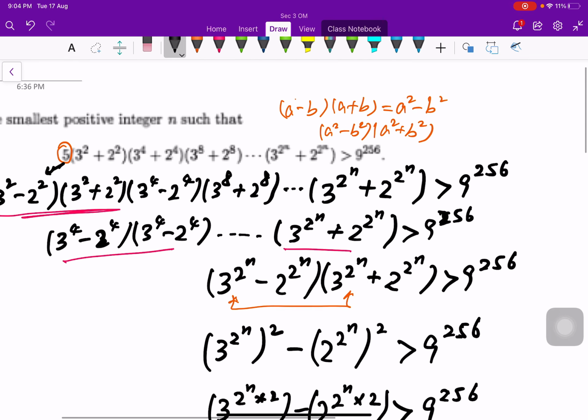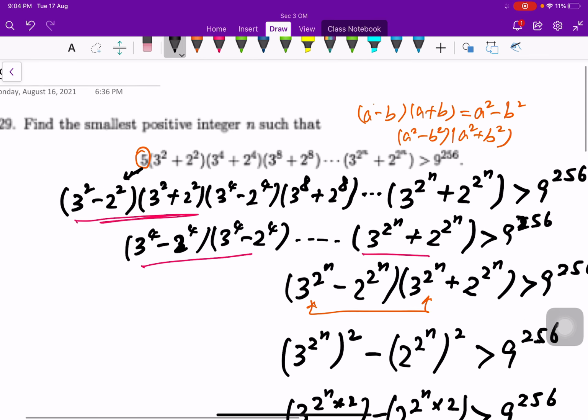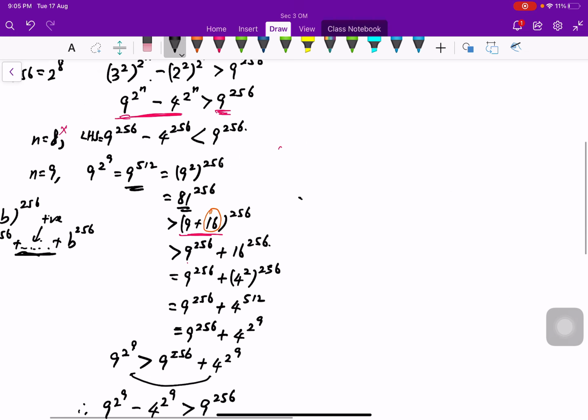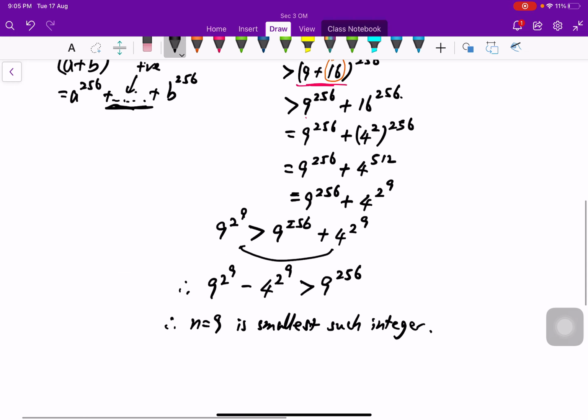Because they want you to find the smallest positive integer. Therefore, in this case, can you see that n equal to 9 is the smallest integer? Okay. Therefore, I think I stop here.